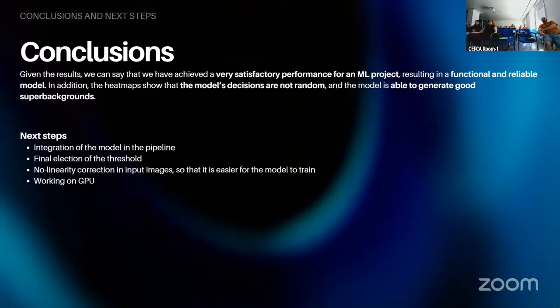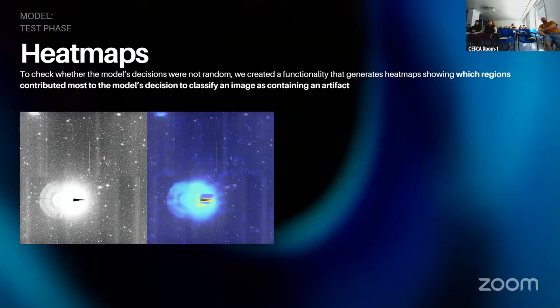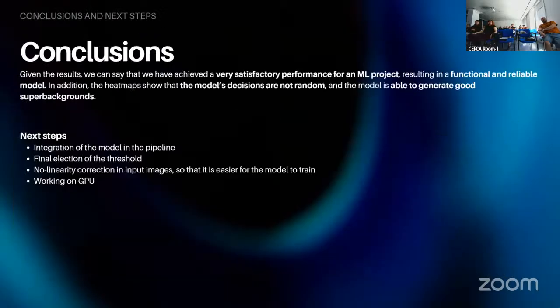Also, taking advantage of some improvements in the image reduction, like a non-linearity correction, is going to make things easier for the model, because with the non-linearity correction these patterns here are going to disappear. So it's even easier for the model to train, because the more patterns the images have, the more difficult it is for the model, since it looks at these patterns, but they are going to disappear. So maybe that makes the model even better. I'm also working on GPU, trying to do the trainings on GPU, because so far all we have done is on CPU. And I hope you like it.